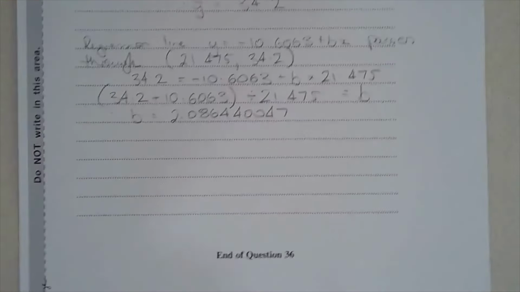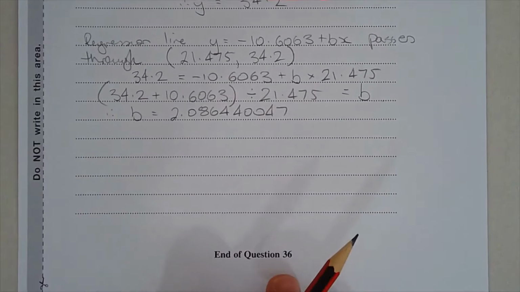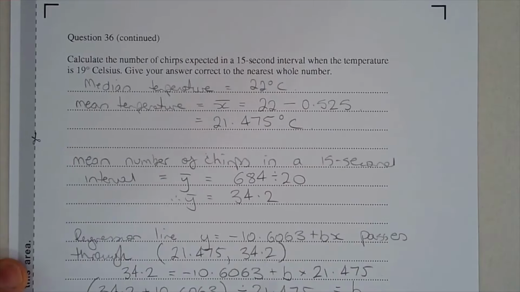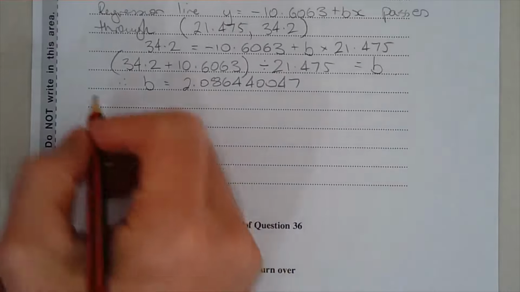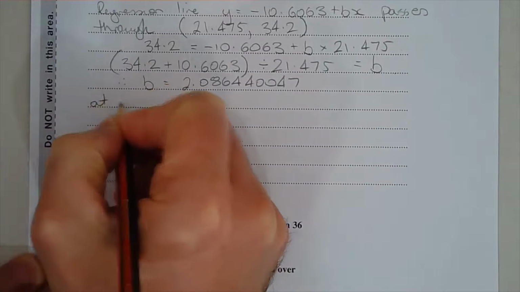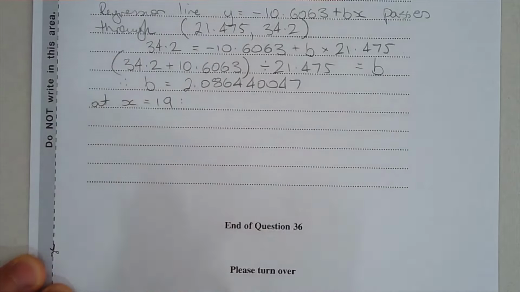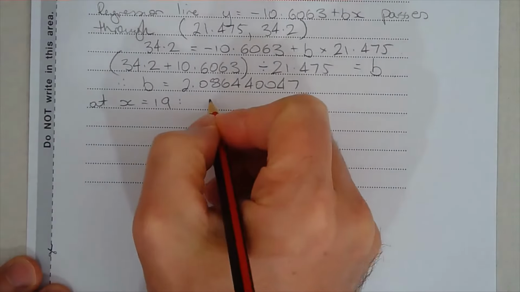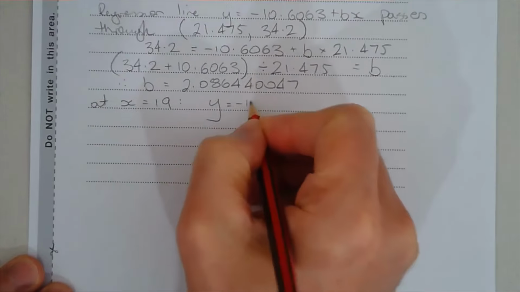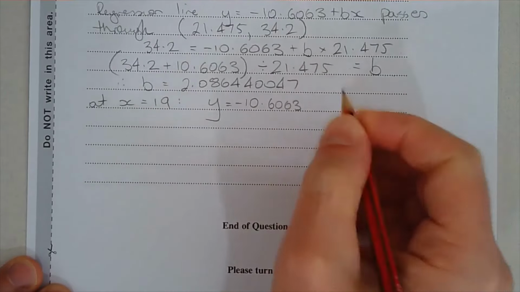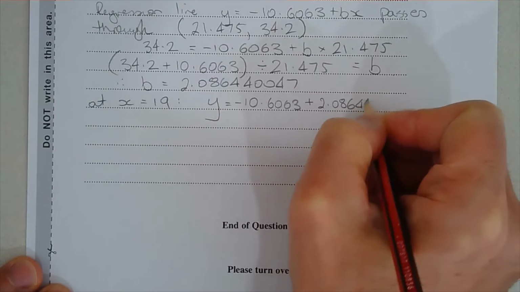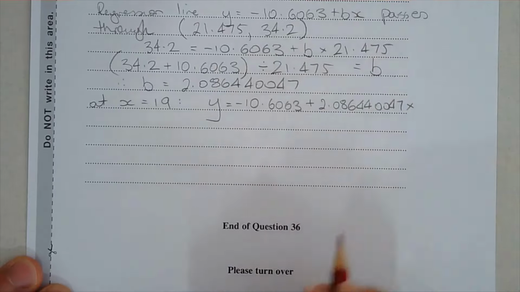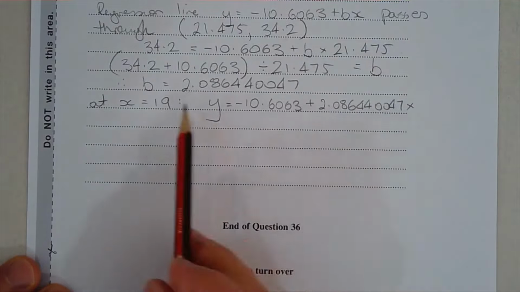Now that we have the gradient of the line, we can now use this to answer the question. We want to calculate the number of chirps in a 15-second interval when the temperature is 19 degrees. So now at x equals 19, we have y is equal to negative 10.6063 plus 2.086440047 multiplied by x, which is 19.